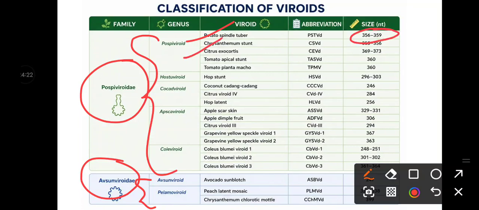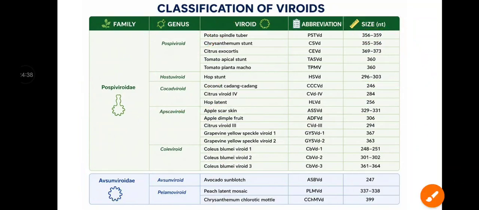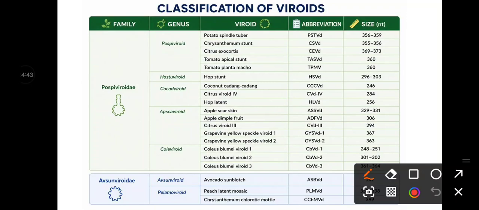The citrus exocortis, hop stunt, then coconut cadang-cadang 246 is the smallest viroid. Okay. Then apple scar skin. So for a few viroids, you should remember the size also. It might be asked in the exam. And avocado sunblotch, size is 247. Then chrysanthemum chlorotic mottle, size is 399 to 401. I have already told you this is the largest viroid and this one is the smallest viroid. Okay. For a few viroids, you should remember the size. That will be helpful for MCQ based questions.